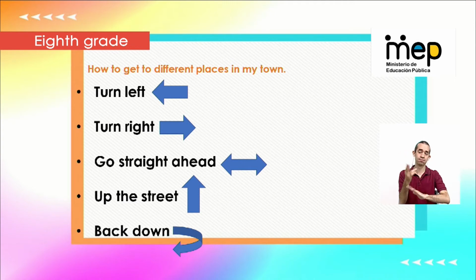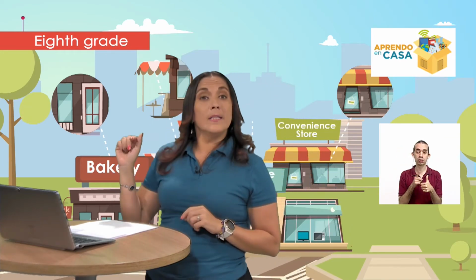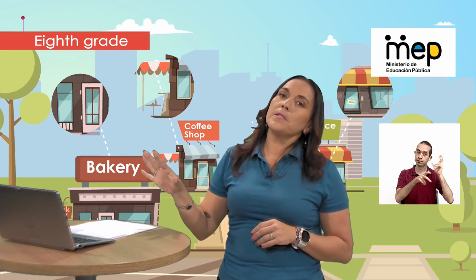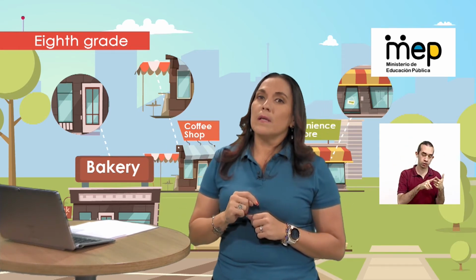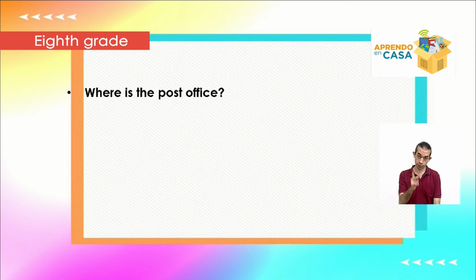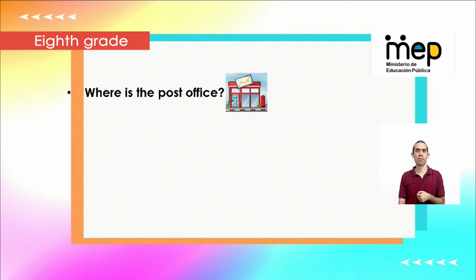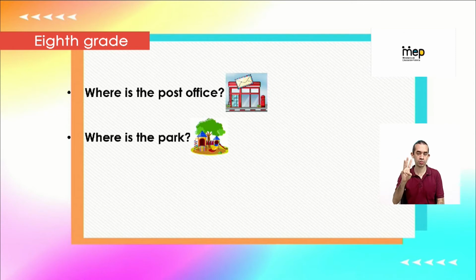Okay, now we are going to watch the video song for the second time. But first, let's look at the questions you have to answer while listening, okay? So we are going to watch first the questions, and then we can see the video for the second time. Okay, so let's look at those questions. The first one is, where is the post office? Now we have, where is the park?